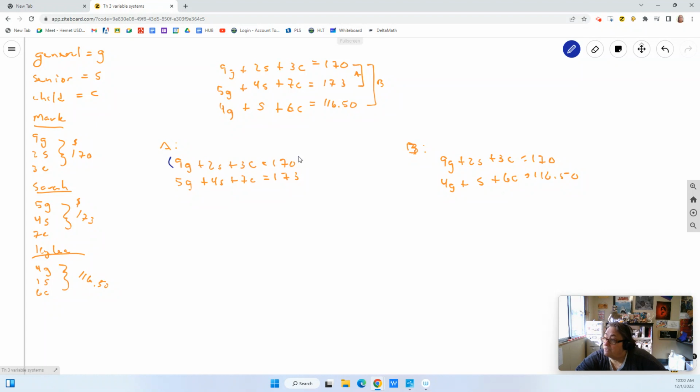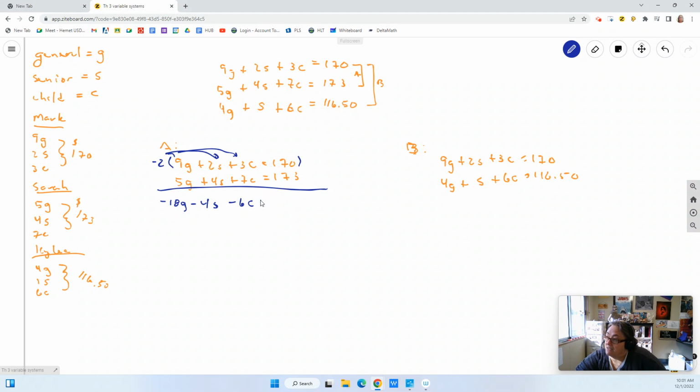So to get this to eliminate, I'm just going to multiply this whole thing times -2. I picked negative because I have a positive 4S under here. When I add them together, I just want them to disappear, right? So minus 4S plus 4S is 0 S's, and that's why I use -2. So -2 times 9 is -18G. -2 times 2S is -4S, which is what we were going for. -2 times 3 is -6C.